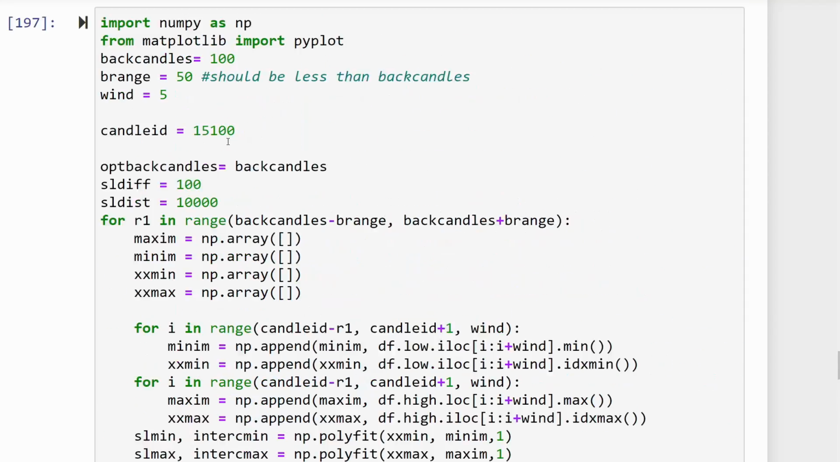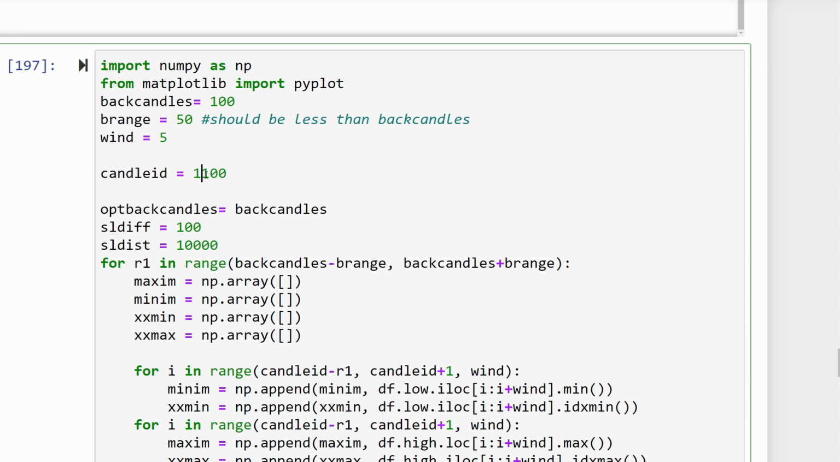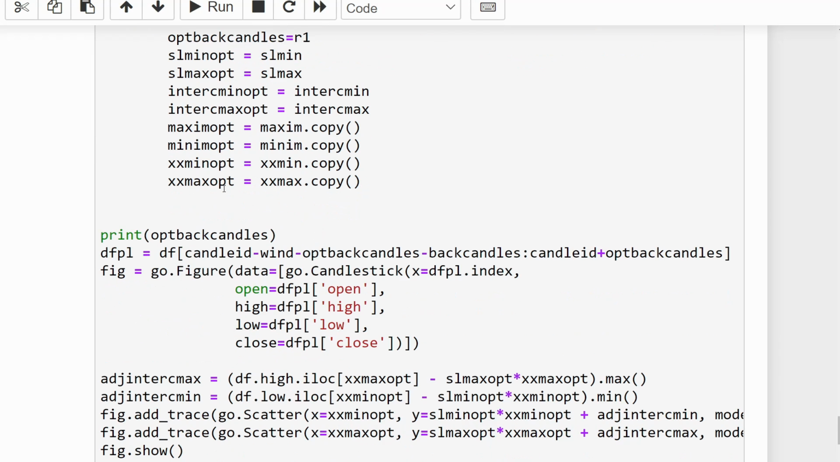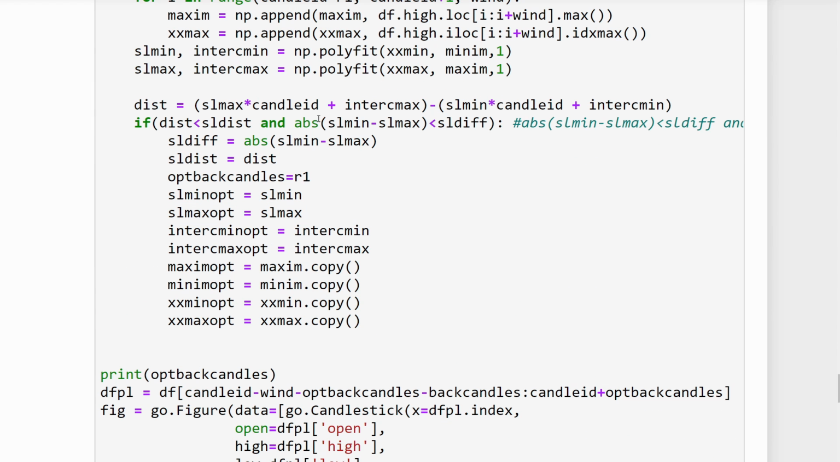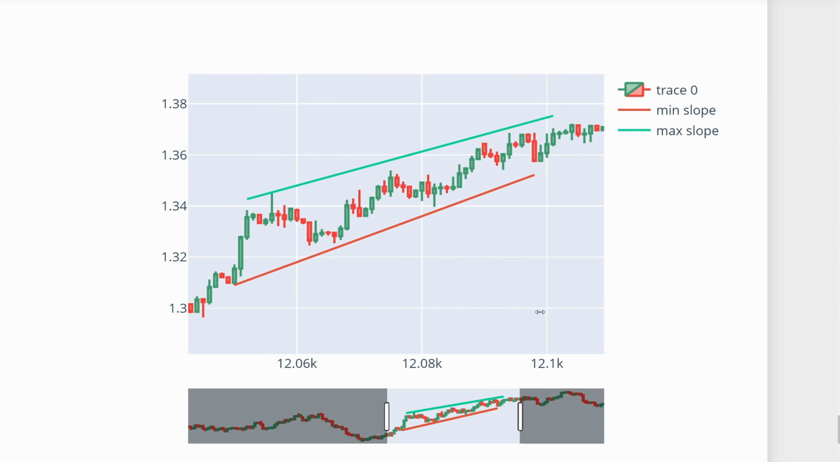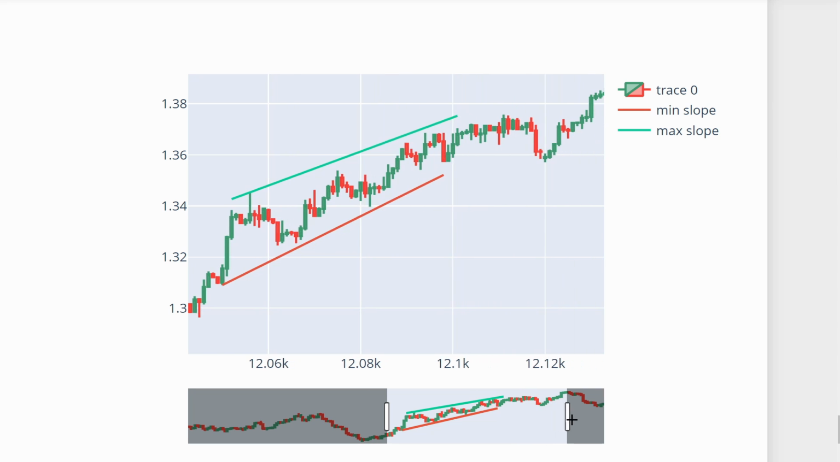We can also try a different candle ID one more time. Let's say, I don't know, 12,000. And here we have something. So let me just remove the condition we have just added. I'll stick with the distance on its own. We don't need this line anymore. And yeah, so this is a good algorithm, finding those channels where the price is moving, climbing or going down. And as you can see, it's like a closing triangle here.